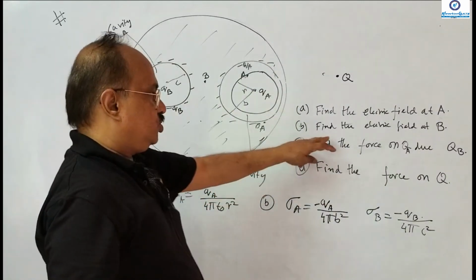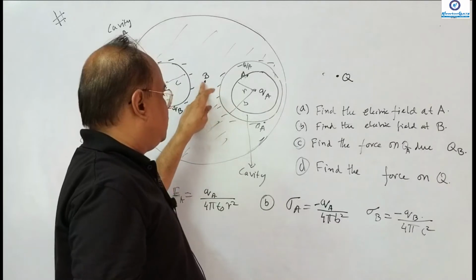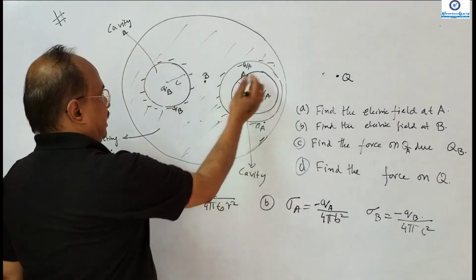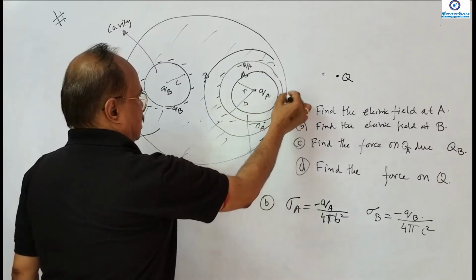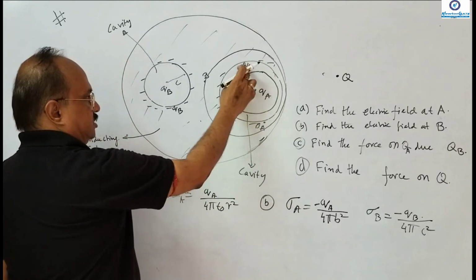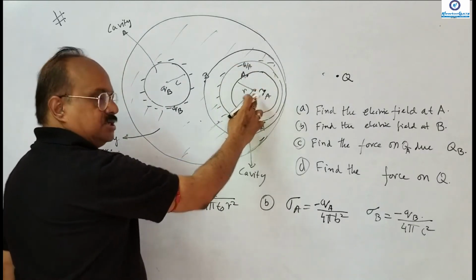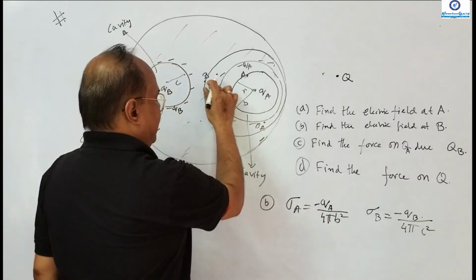Now what was our question in part B? Is there any electric field at this point? If I pass a Gaussian surface through this, enclosing this, you can see that the Gaussian surface encloses minus QA charge and plus QA charge. So no electric field.